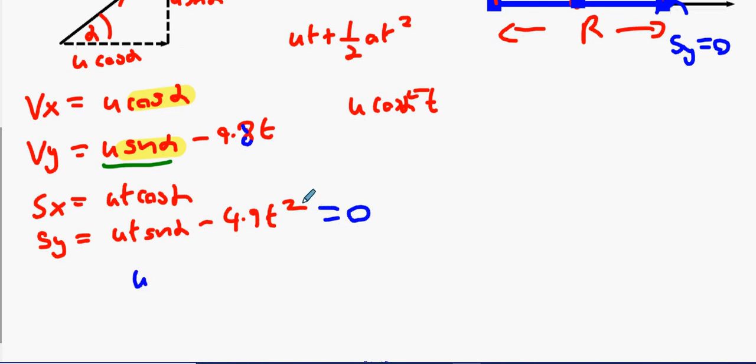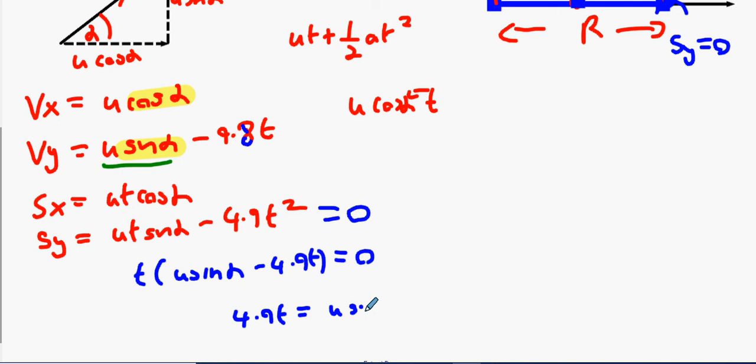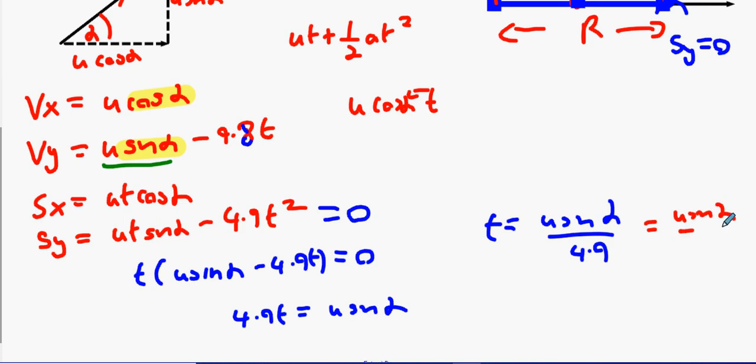So, factorize out what letter? T. Factorize out t, and what do you get? u sine alpha minus 4.9 t. And then 4.9 t equals u sine alpha, and then t equals u sine alpha divided by 4.9. If I was to write this down, would this be the same thing? u sine alpha divided by a half gravity.